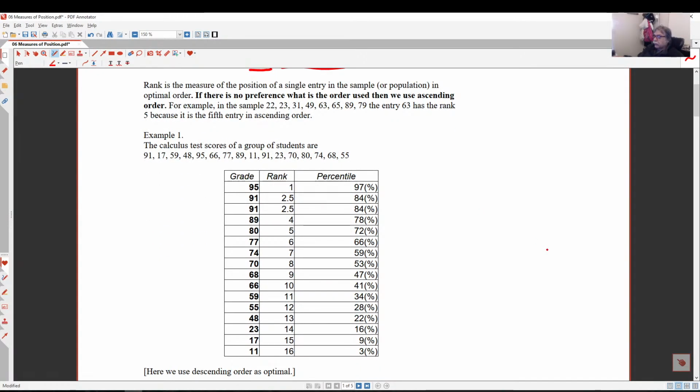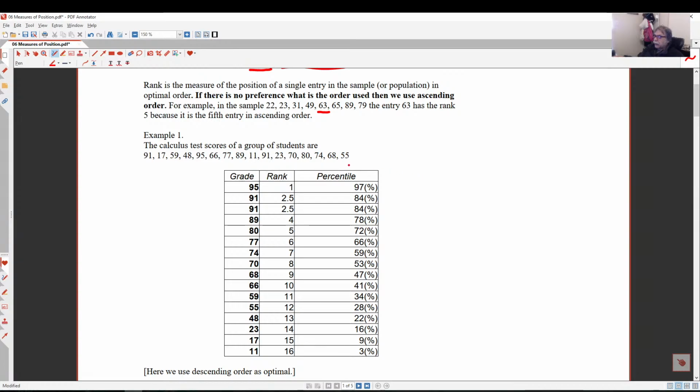For example, if you have 8 pieces of data here, the rank would be determined in ascending order by default. So for example, I have here 22, 23, 31, 49, 63, 65, 89, 79. And so the rank of the data entry 63 would be 5, because it's the fifth item in this sample going from the bottom up.